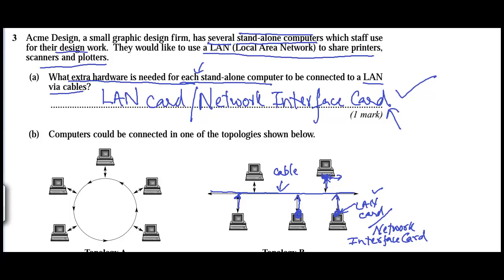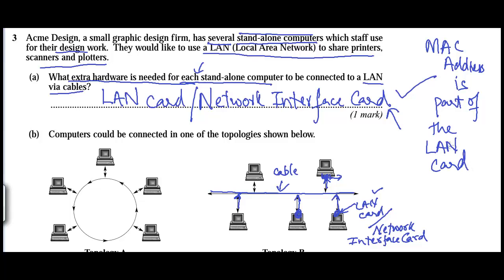And what you should also know is that the MAC address, which is a physical address, is part of the LAN card. So when the company manufactures the LAN card, the manufacturer physically burns the MAC address into the LAN card. So this MAC address is a permanent part of your LAN card. It was made a part of your LAN card at the time that it was manufactured by the company.